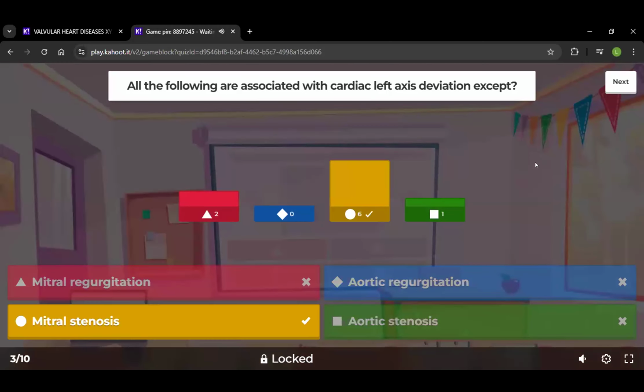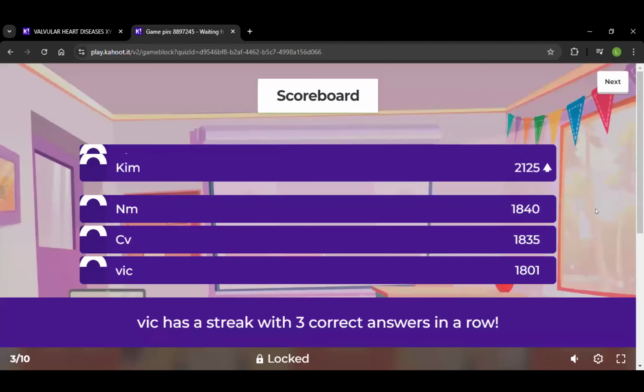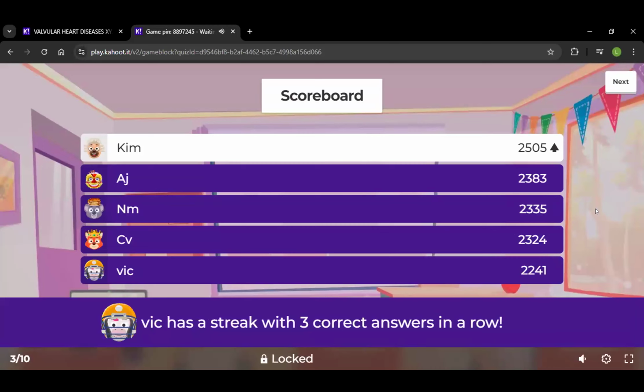Okay, so the answer is mitral stenosis, and most of us got it right. All the following are associated with cardiac left axis deviation except mitral stenosis. Now we have Kim leading, followed by AJ, and good job, Kim. Vic has a streak with 3 correct answers in a row. Very nice. Okay, next.